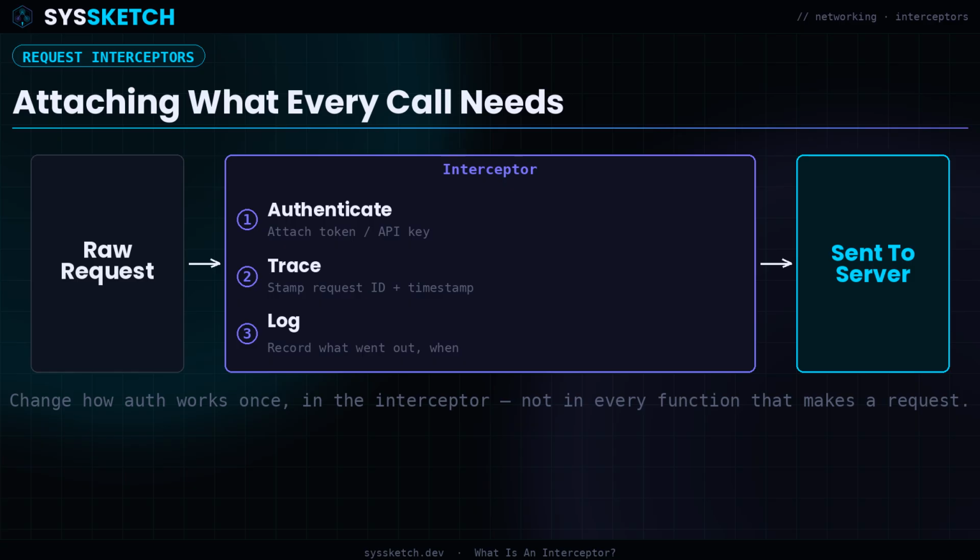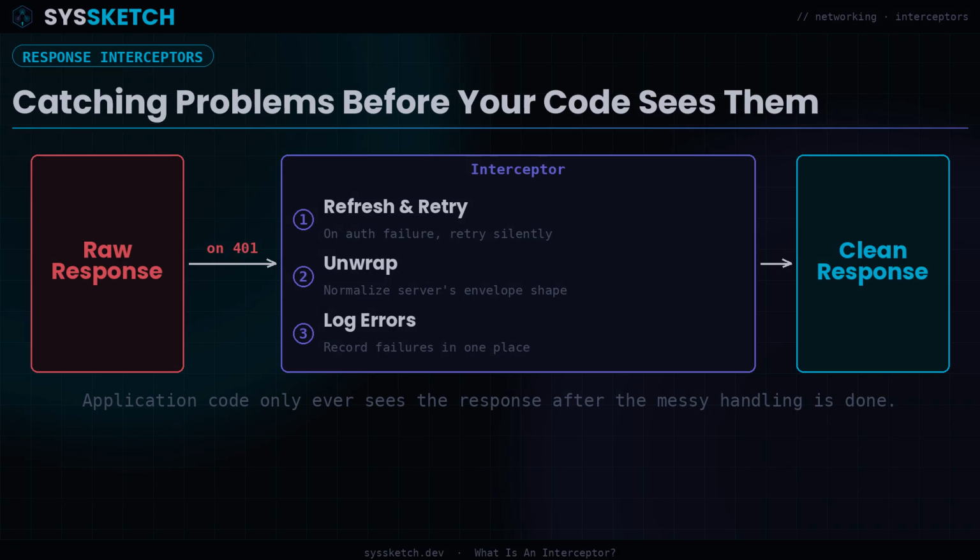None of this logic lives inside getUser or postOrder anymore. It lives in one place, runs on every request automatically, and if the authentication method changes, there's exactly one function to update, not every call site across the codebase.